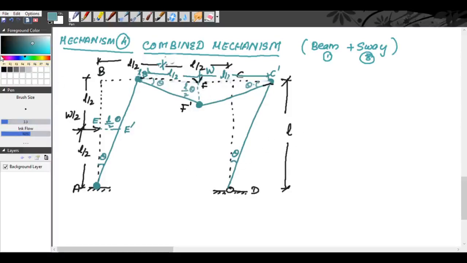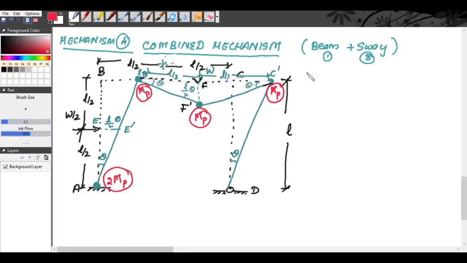Now the plastic moments are: at A it is 2 mp. At E dash, sorry, there is no hinge because it is a sway. At B it will be mp. At F dash the plastic moment is mp. At C dash the plastic moment is mp.